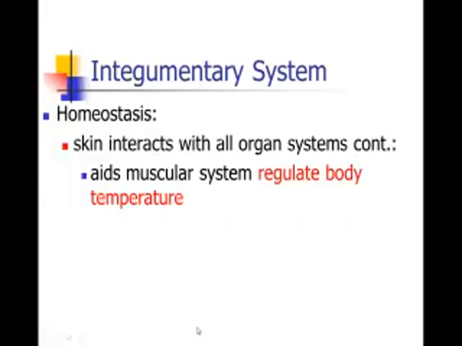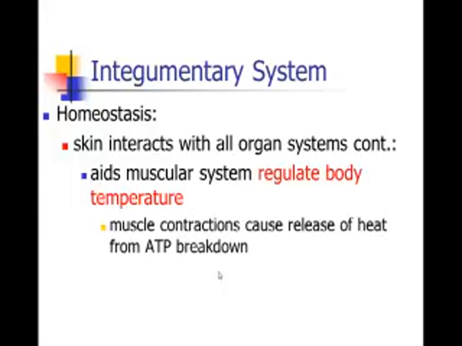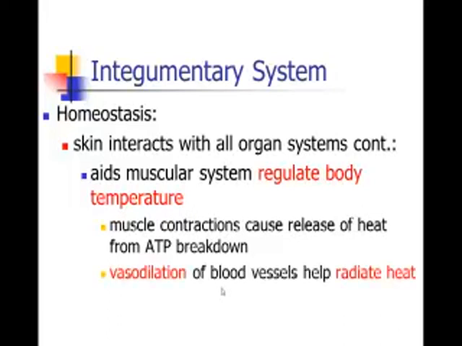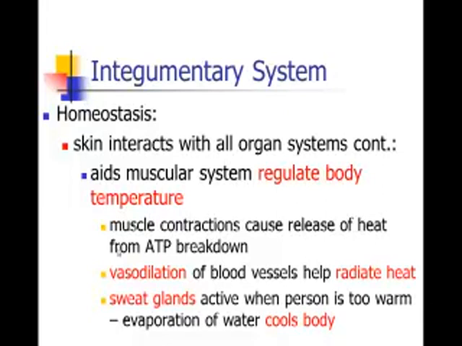The skin is going to aid the muscular system by helping us get rid of excess heat when your muscular system is active. Remember, the muscular system releases heat when ATP is broken down in the cells. More than half of the energy released from the ATP comes off as heat. So if you're hot, the skin allows for vasodilation of the blood vessels and radiation of the heat at the skin surface. And also, if you're hot, the sweat glands will release sweat, which evaporates, and that cools the body down.